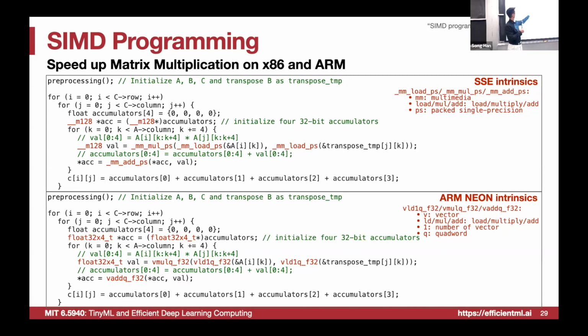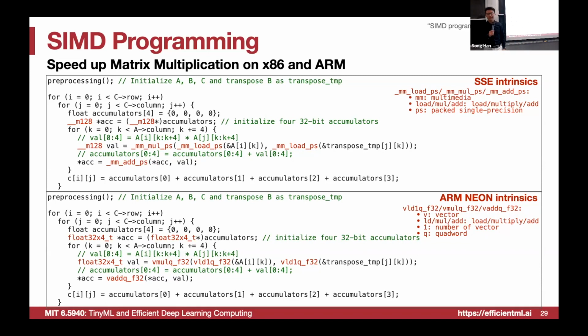Here we are loading the A matrix, loading the transposed version of the B matrix, and then we multiply them together. We put the sum in the accumulator and sum them up together. So this is the value. We do another add to put the value back to the accumulator. So this is the Intel version.